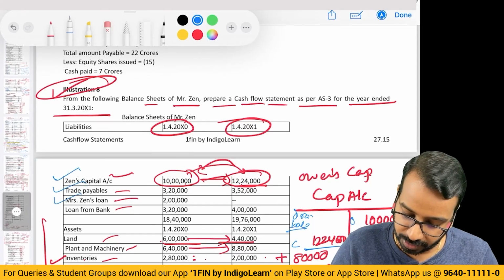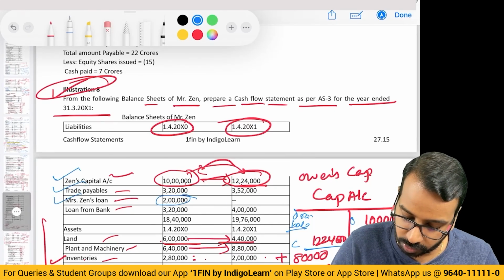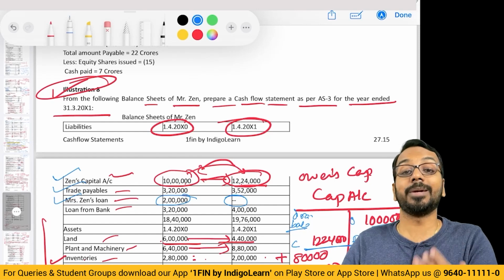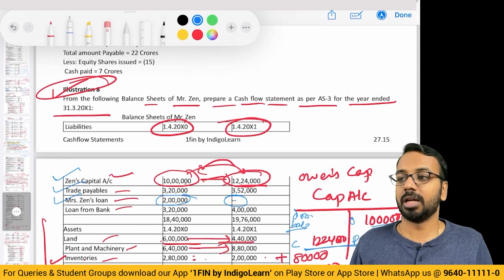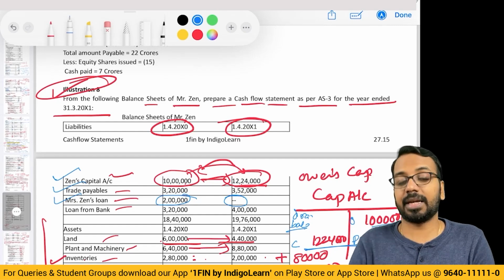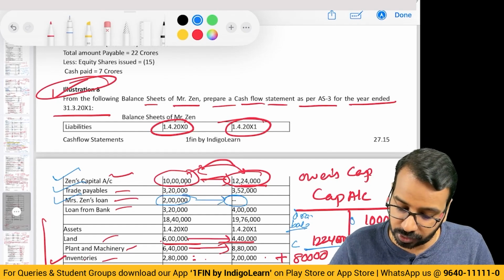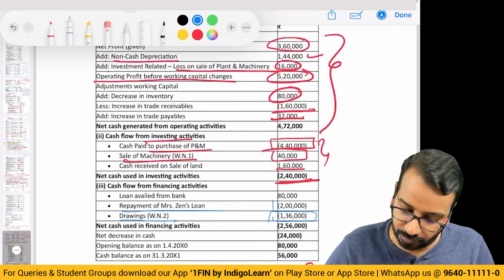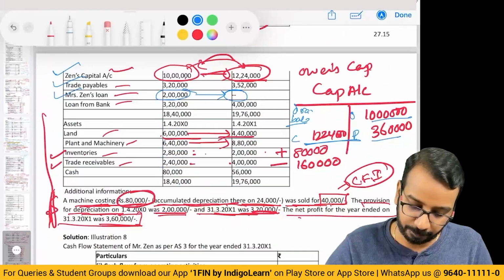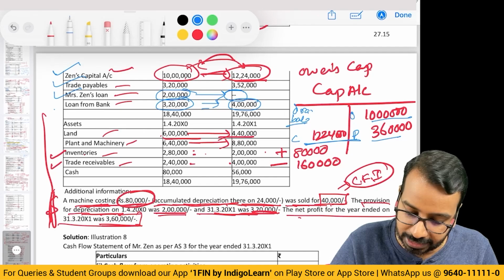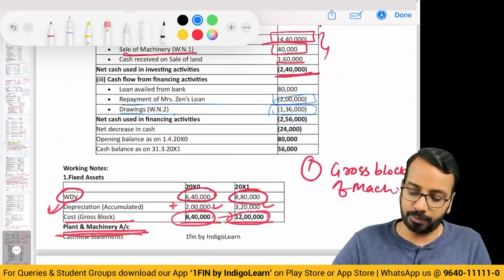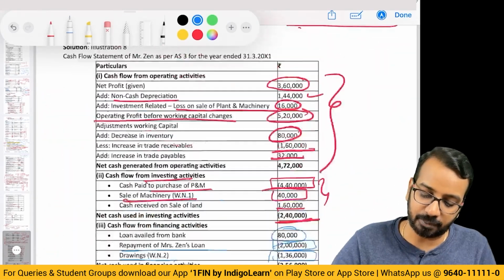Mrs. Jen loan. Opening balance was 2 lakhs, closing balance is 0, means we have repaid the loan. So what about interest? They have not given us information, so we cannot figure out. If interest information is given, we can definitely consider that. So 2 lakhs to 0, 2 lakhs has been repaid, we will capture that. Then loan from bank, 320 has become 4 lakhs, so there is an increase. So we have taken a loan, so 80,000 we will add there.